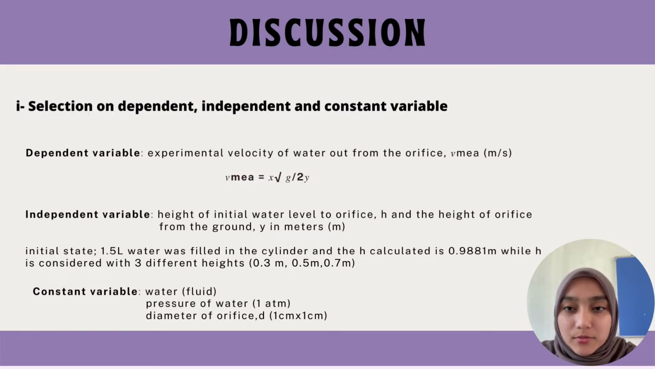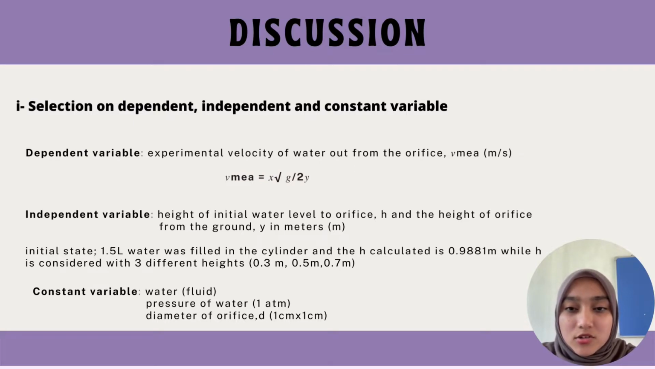The independent variables are the height of initial water level to the orifice, H, and the height of the orifice from the ground, Y, in meters respectively. In this case, 1.5 liters of water was initially filled in the cylinder and the water level H calculated is 0.9881 meter, and then the height of the orifice from the ground will be considered with three different heights, which are 0.3 meter, 0.5 meter and 0.7 meter.